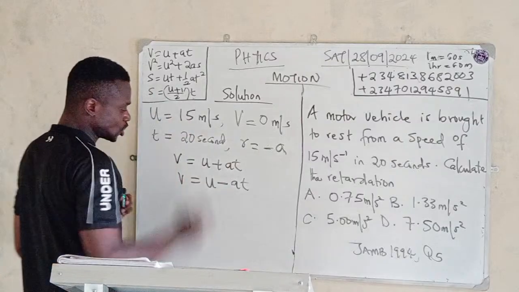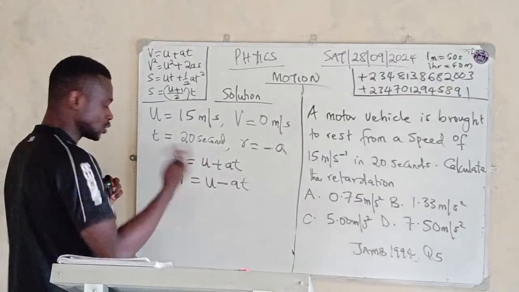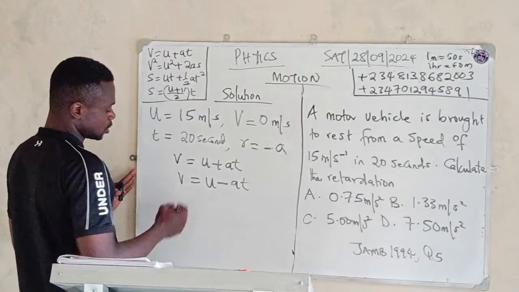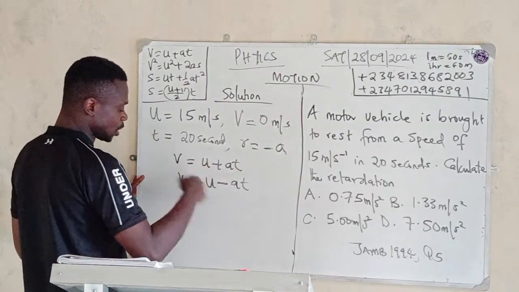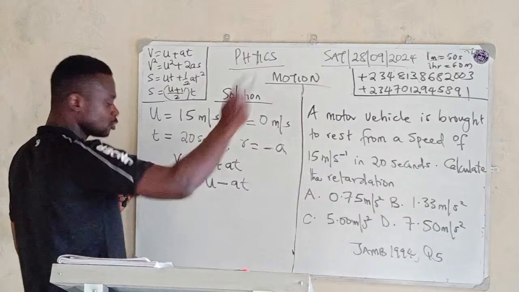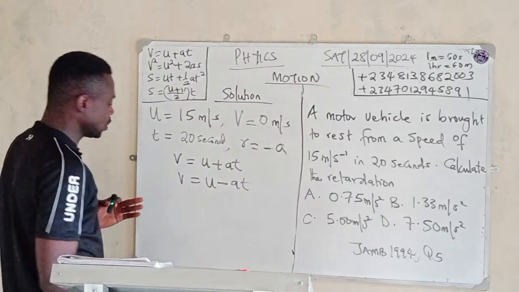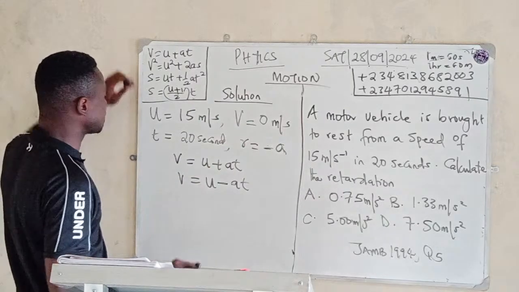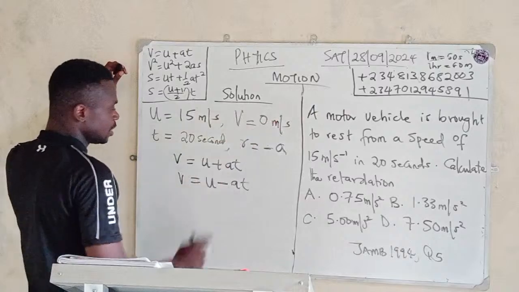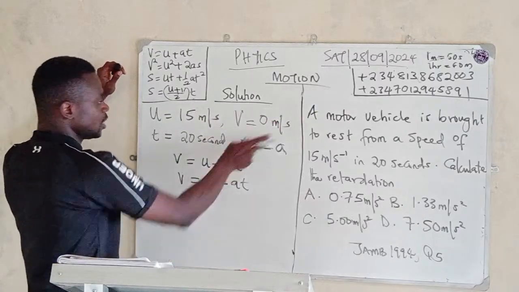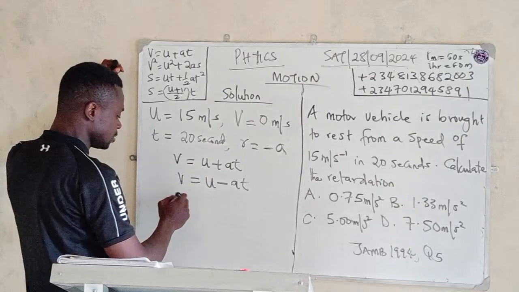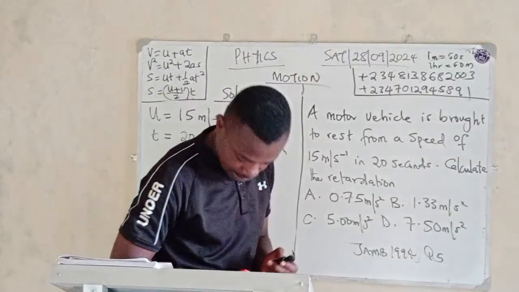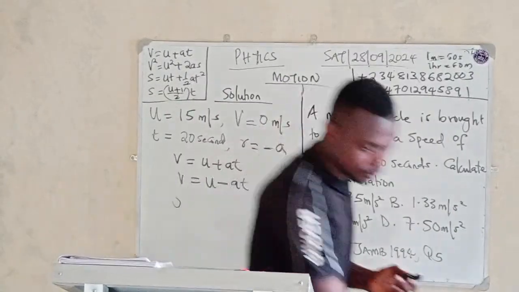Let's make A the subject of the formula first, or let's substitute straight and solve our question. Let us not waste our time. Here, this is V. Let's substitute straight. V is 0 meter per second. So we have, sorry, the marker is going down.